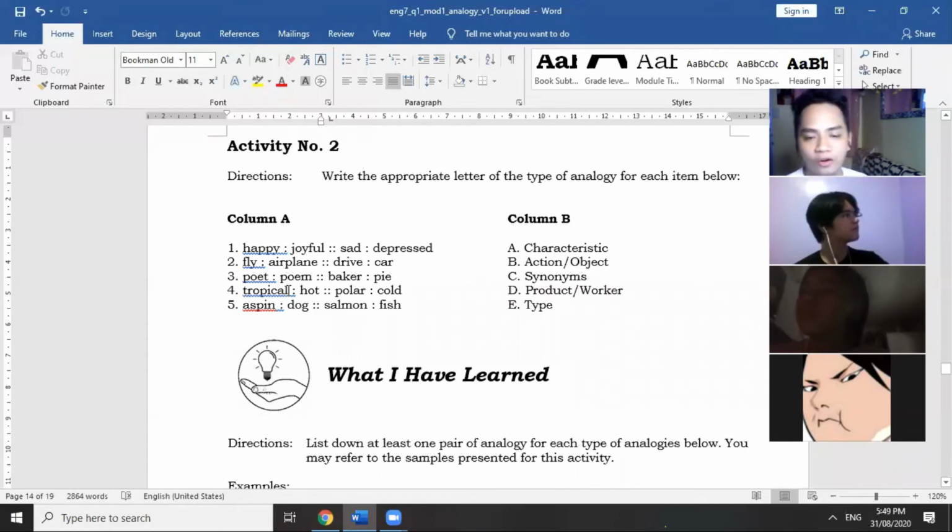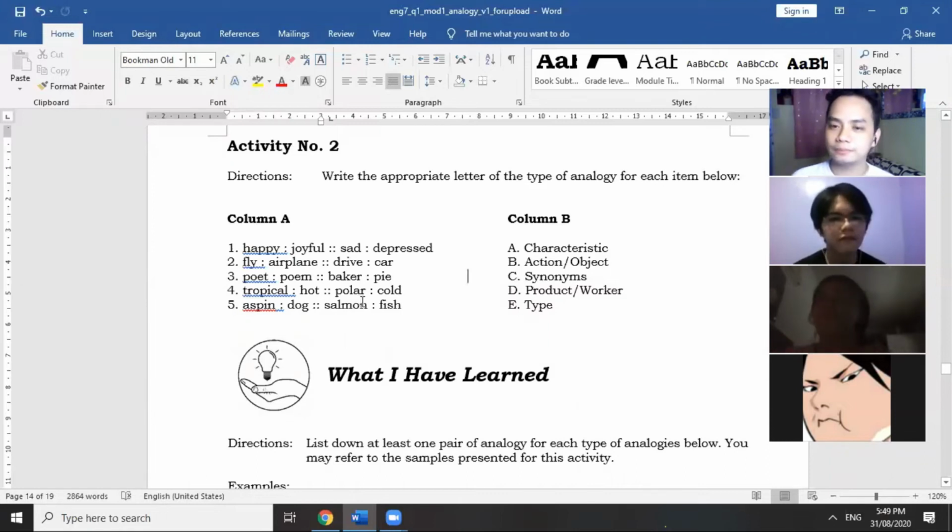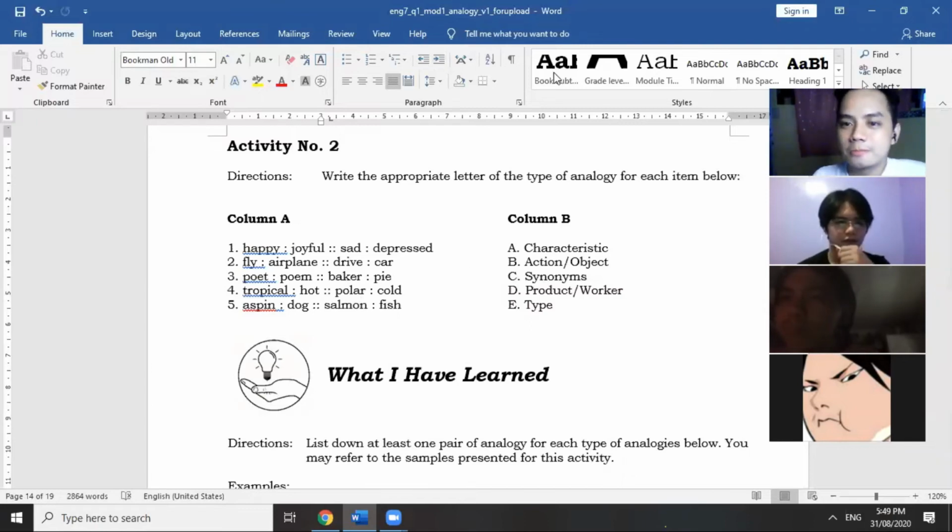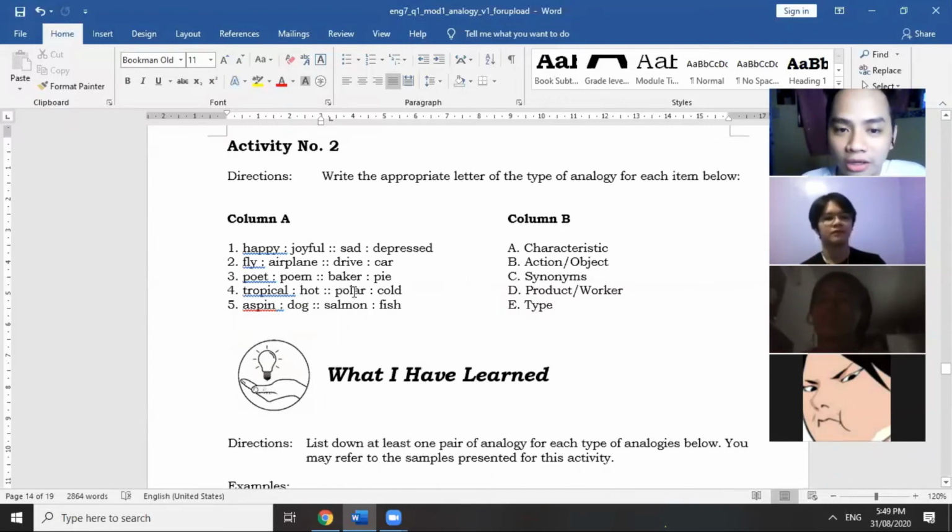How about number four? Tropical is to hot as polar is to cold. What do you think is the answer? I think it's A, characteristic. Characteristic, very good. If a country is tropical, it means it's hot. If a country is polar, it means it's cold. Very good. I first thought it was synonyms, but now it seems to be more of a characteristic.